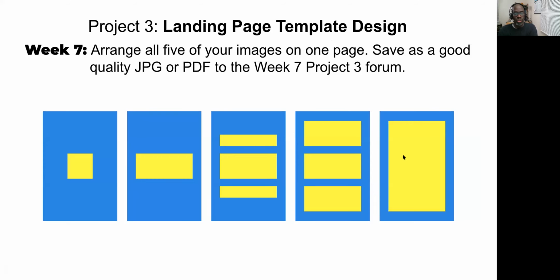So again, this is week 7. Arrange all 5 of your images. Once you have all of those designed, you're going to arrange them all on one page, save as a good quality JPEG or PDF, and you will post that to the week 7 project forum. It's in week 7. Yes. Okay. Let me see. Is there anything else?